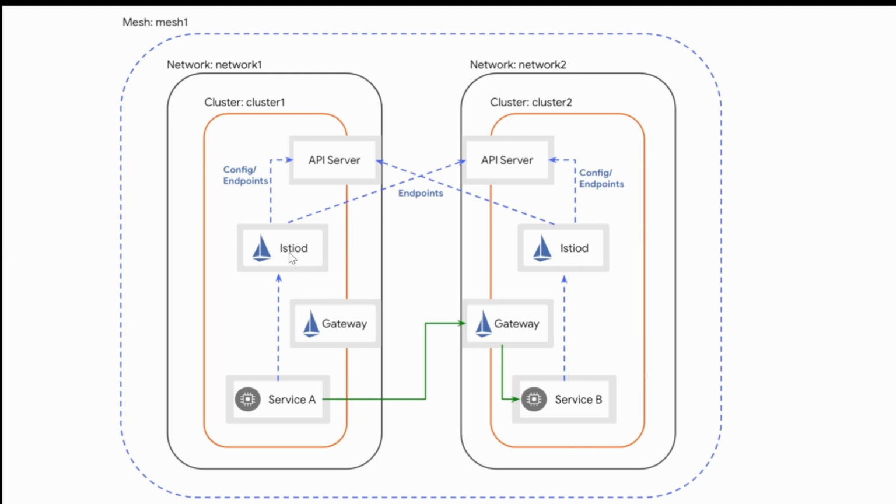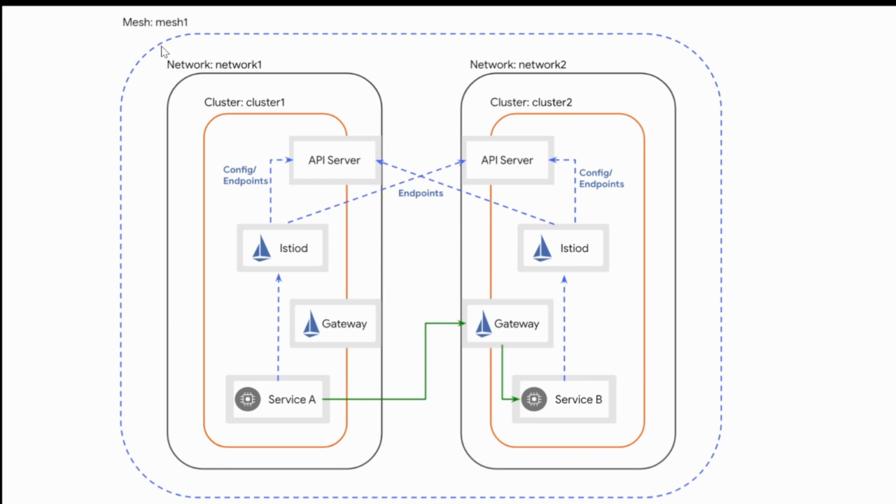Another thing to note is that both these control planes are observing each other using the API endpoints, which are the API servers. So cluster 1 is observing the API server in cluster 2 for the endpoints, and vice versa. The control plane in cluster 2 is communicating with cluster 1 via the API server. So this is the architecture of multi-primary, multi-cluster, and multi-network Istio service mesh.